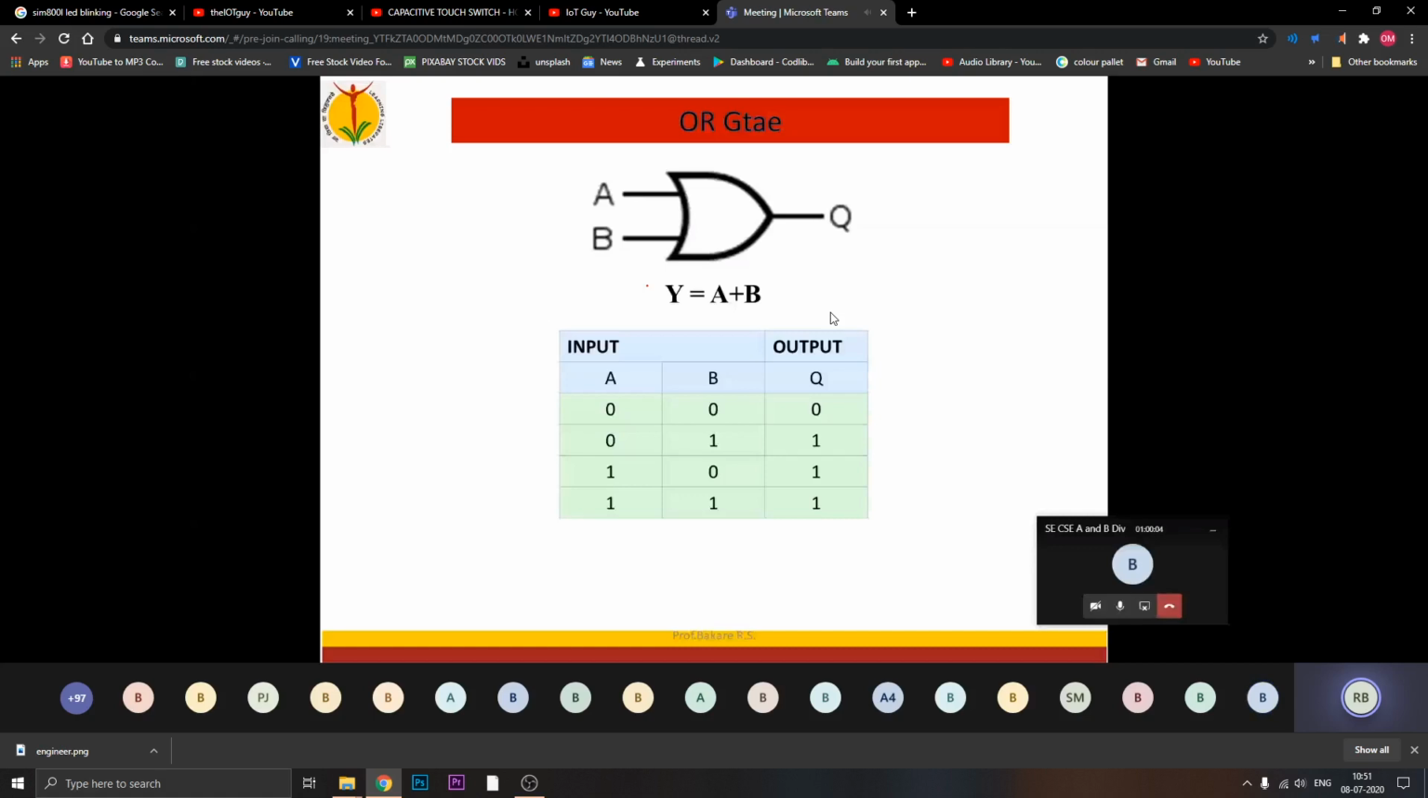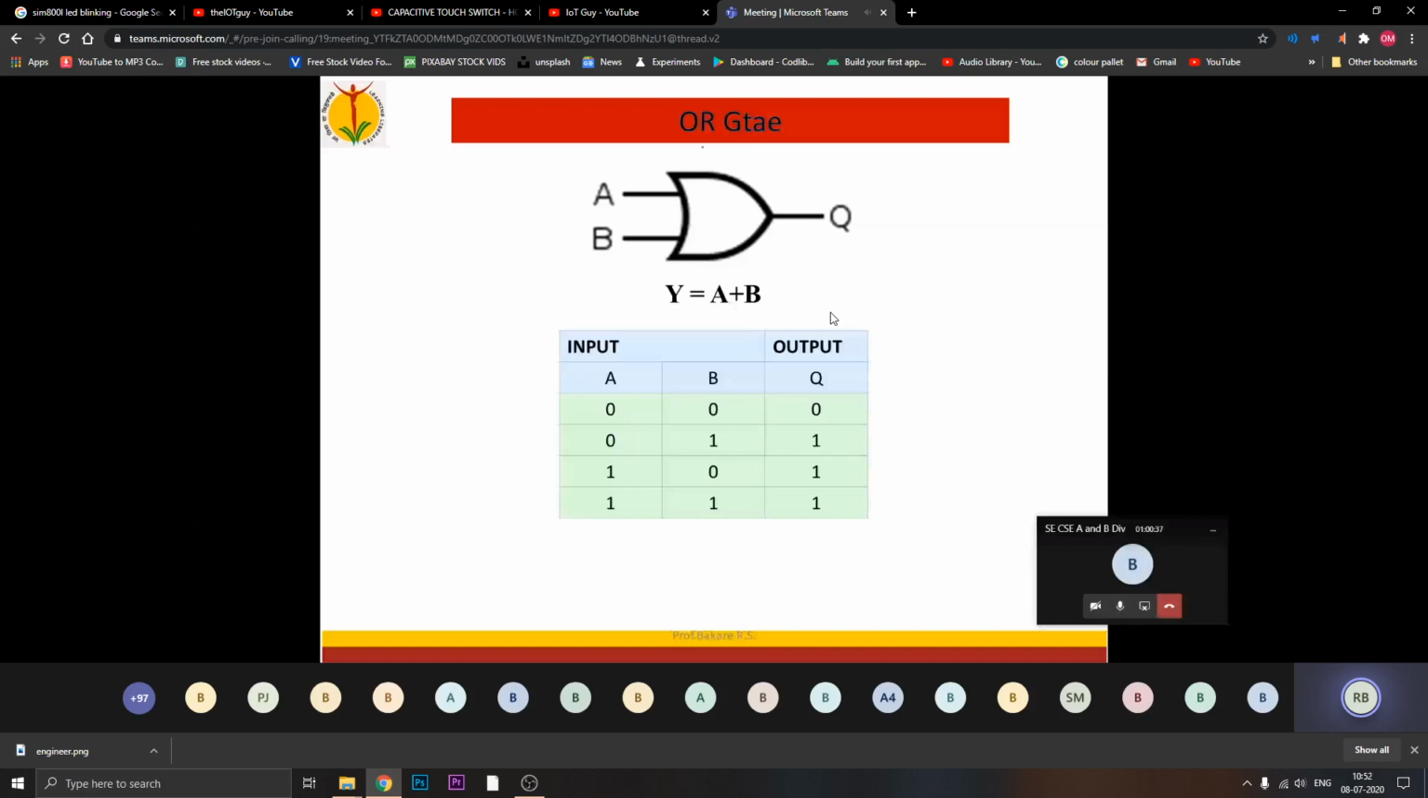Now I hope all of you can see this slide. OR gate, friends. This is the last gate of the basic gates. So this is the symbol of the OR gate. All of you draw the proper symbol of the OR gate. Some students draw the symbols of the OR gate and AND gate similarly. So at the time of the examination, look very carefully at the symbol. So this is the symbol of the OR gate.